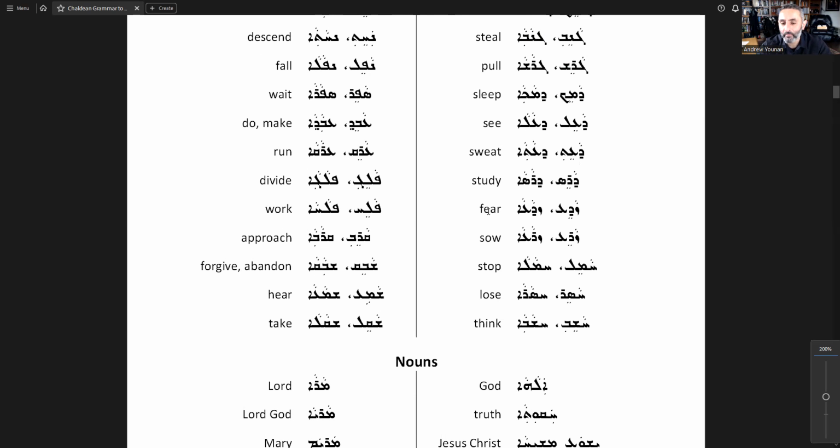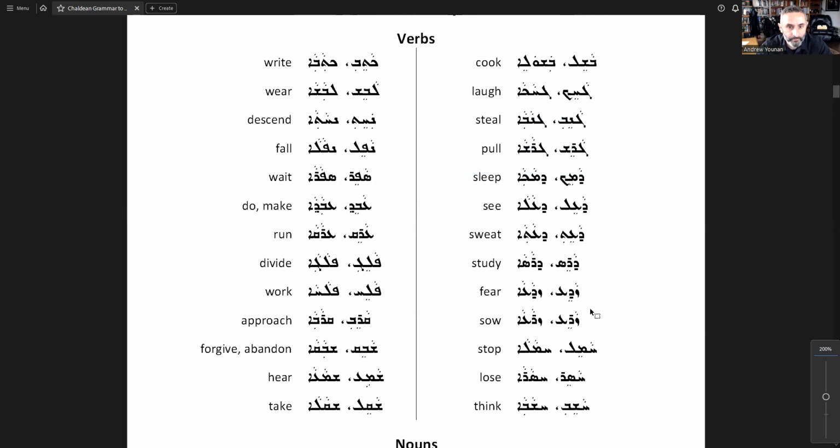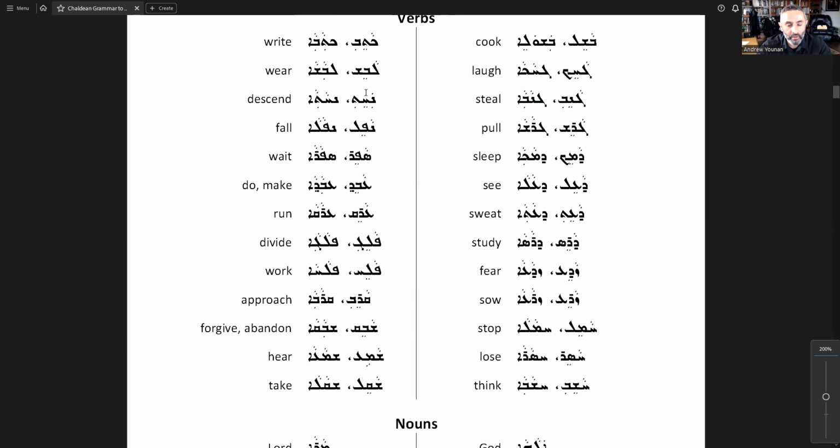Zade, zda'a, to fear. Zare, zra'a, to sow. Hamil, hmala, to stop, at least in one dialect. Khasr, khsara. This is a hard hayth. Put a dot there if you want. Khashu, khshawa, to think. Again, put a dot by that hayth. Kathu, kthawa, to write. Lawish, luasha, to wear.